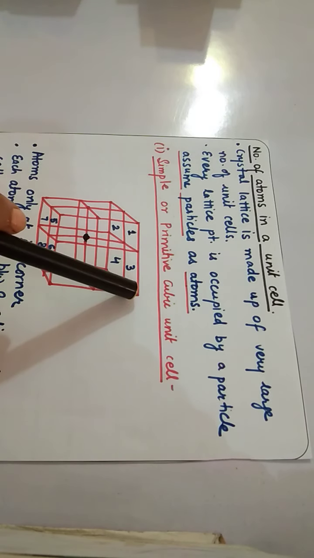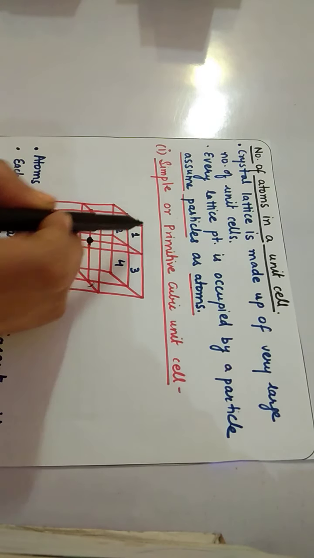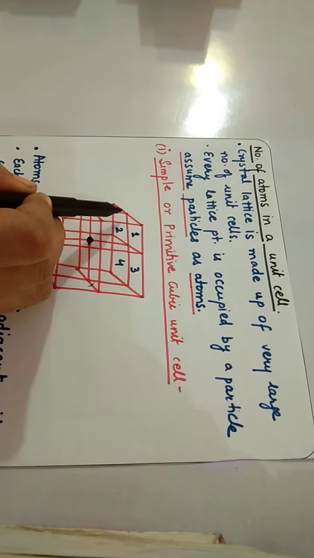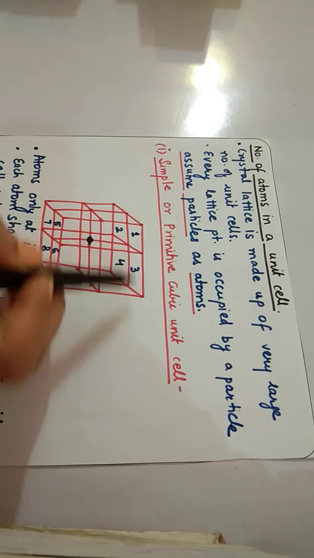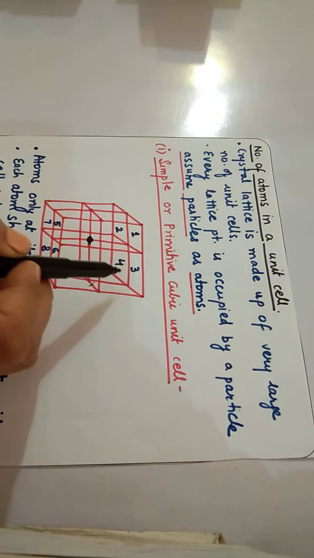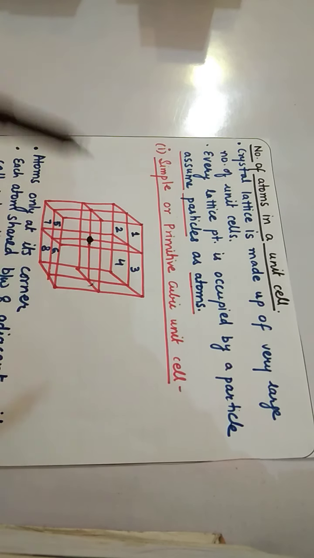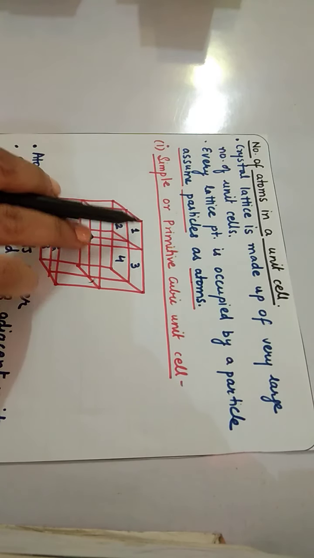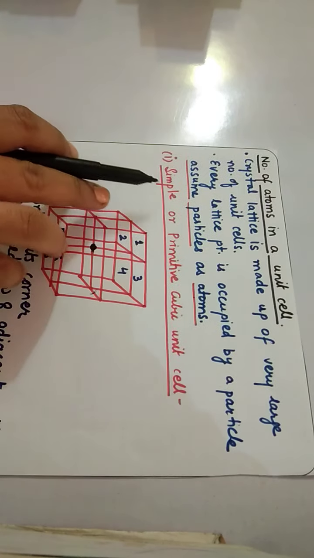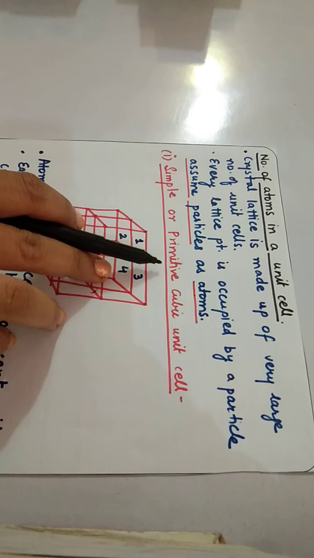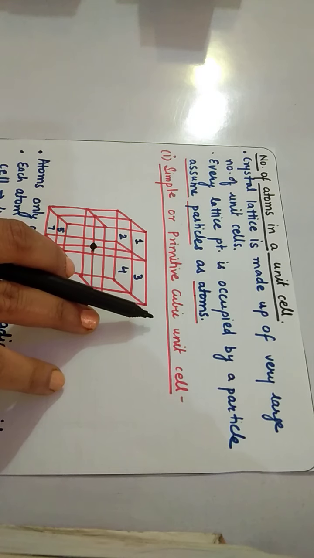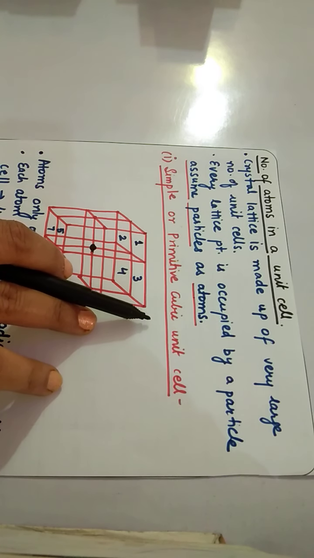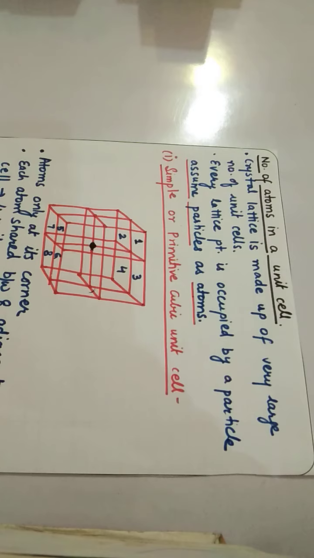And every lattice point is occupied by a particle. This is one lattice point, this is another lattice point, this is another lattice point. So all these lattice points are being occupied by a particle, and this particle we consider as an atom. To find out the number of atoms, we assume these particles as atoms. So first we'll find out the number of atoms in a primitive or simple cubic unit cell. Before doing this, I'll explain this on the basis of a 3D structure.